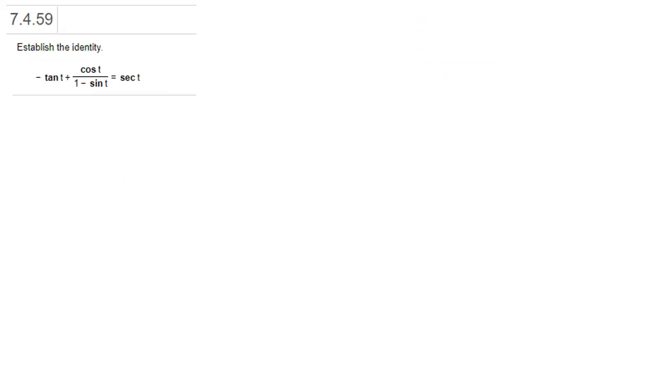Okay, moving on. Well, this time I think the left-hand side is clearly the uglier side, so we'll start with that. The negative tangent of t plus cosine of t over 1 minus sine of t. I'm going to replace everything in terms of sines and cosines, so this is negative sine t over cos t plus cos t over 1 minus sine t. So I want to give this a common denominator, but the two denominators are just completely different, so the only common denominator I can come up with is the product of the two.